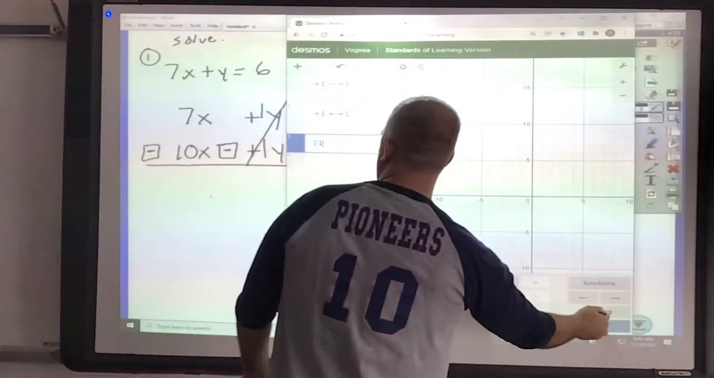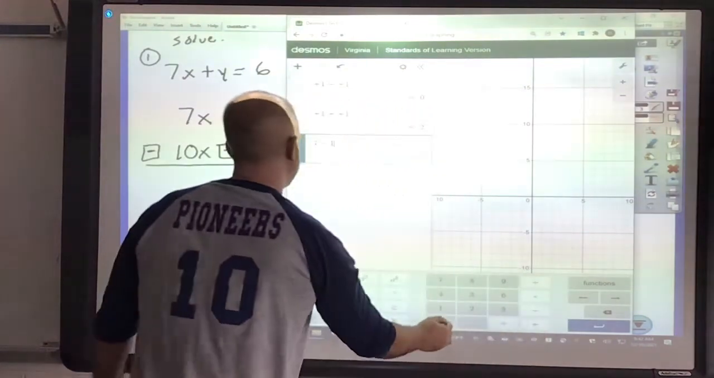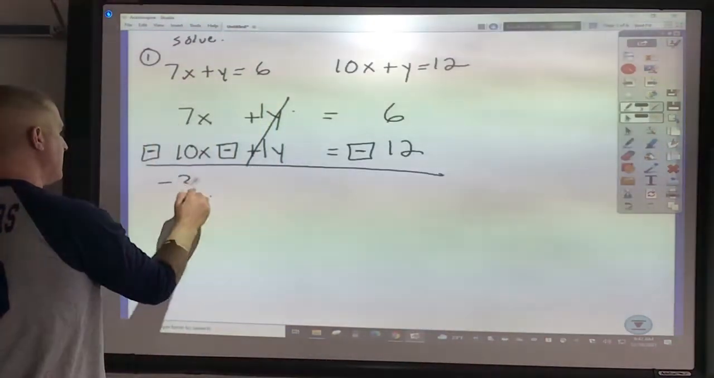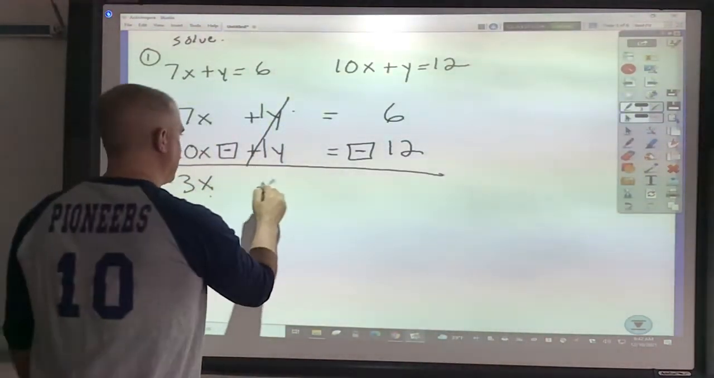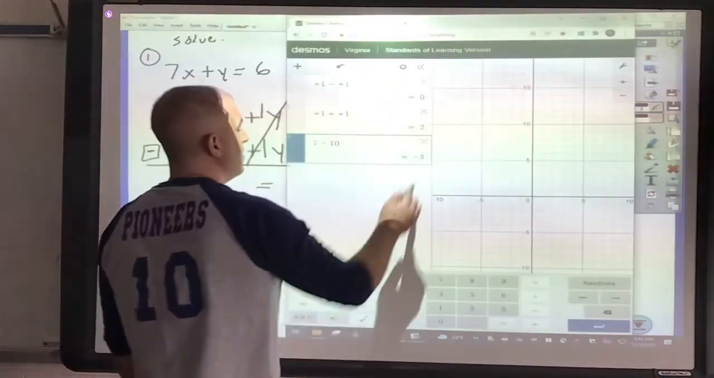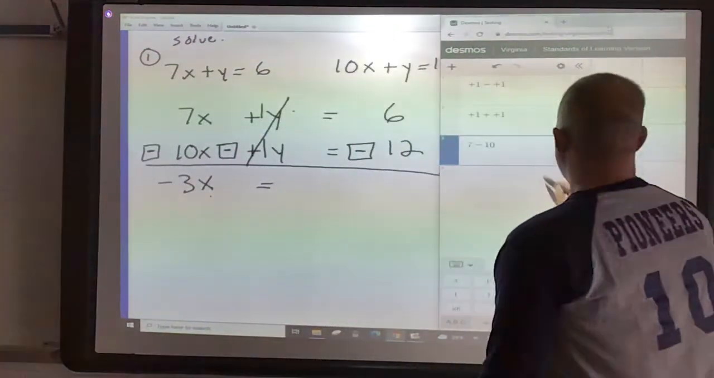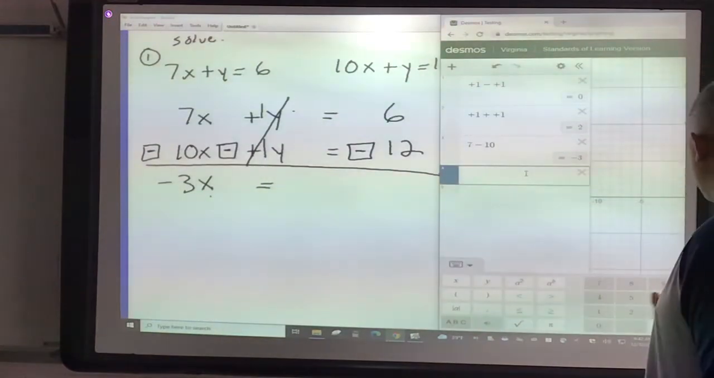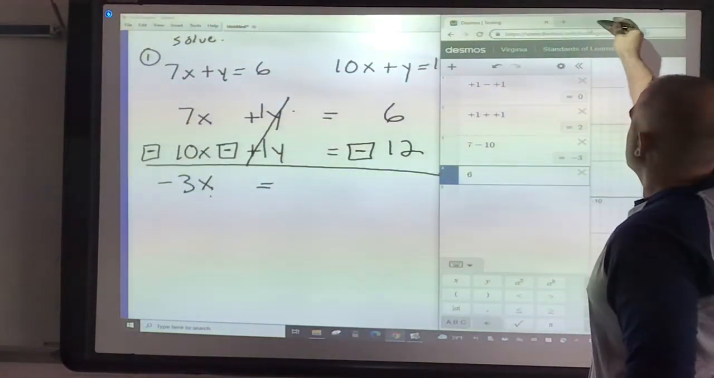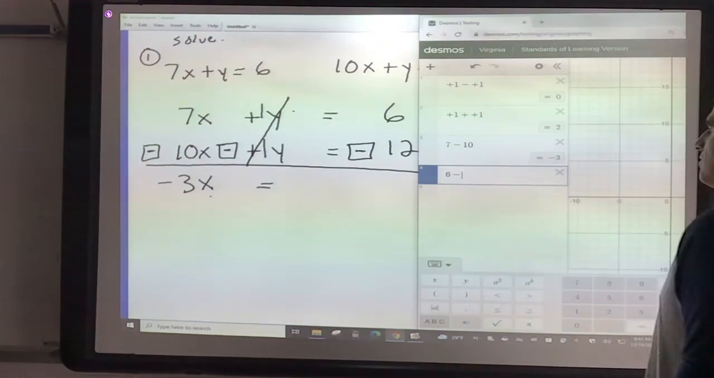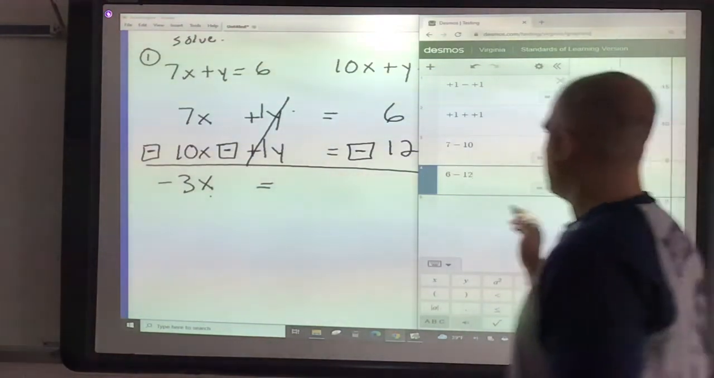7 minus 10, and I get negative 3, and I have x equals. Then I'm going to go over here, and I'm going to do 6 minus 12. And I get negative 6.